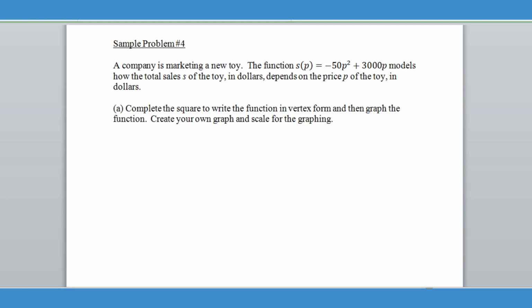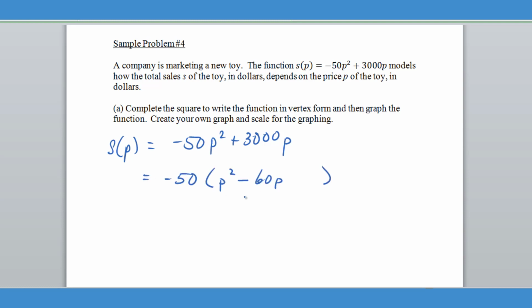So we're going to start off with this S of p equals -50p squared plus 3000p. Now the first thing we want to do, in order to complete the square, is make our leading coefficient equal to 1, which means we really need to factor out the negative 50. Now we have a value here that we can complete the square with.